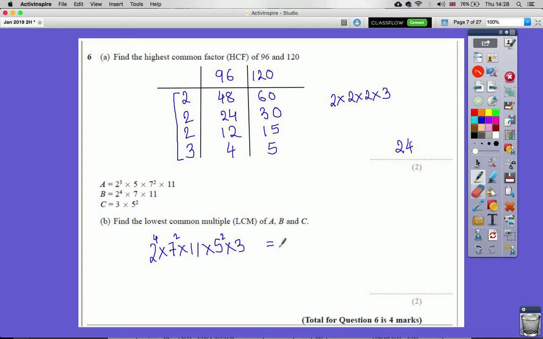So let's check that. I'll get 2 to the power of 4 multiplied by 7 squared multiplied by 11 multiplied by 5 squared multiplied by 3, which will give me 646,800. So your answer is going to be 646,800.